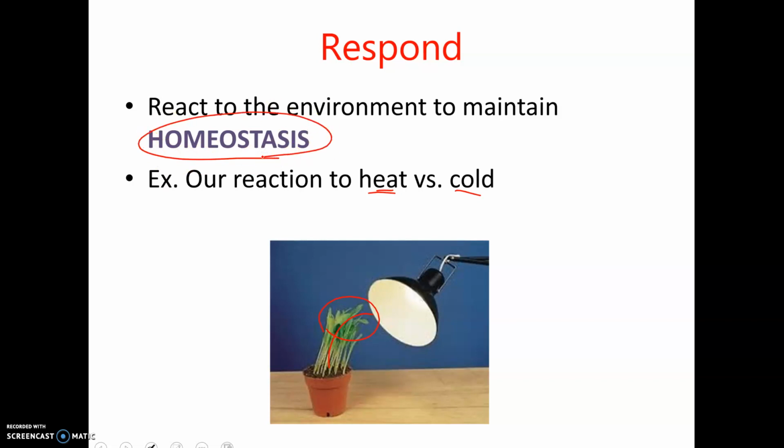And that's just one example. We also maintain blood sugar balance, water balance, blood pressure balance. There's all kinds of things going on in our body to maintain homeostasis. And this is true for every living thing. They have to maintain a balance of the amount of water and the amount of salts and their temperature. And they've got to do that in some way. So every living thing responds in some way to the environment.